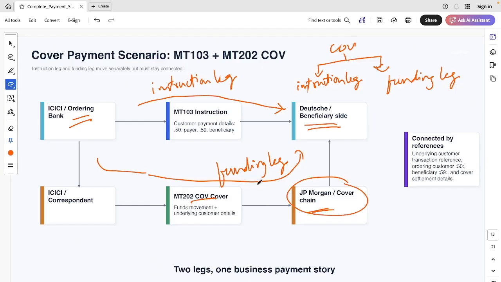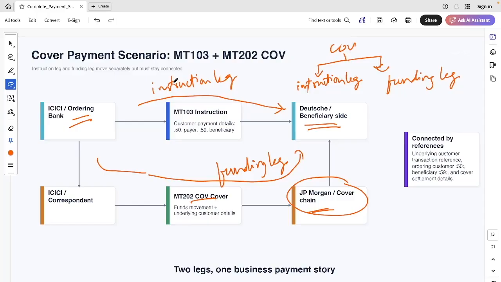road. Many beginners get confused here and think these are two separate payments. In business terms, they are part of one payment story. The connection happens through the references and underlying customer details, especially fields like 21, 50, and 59.